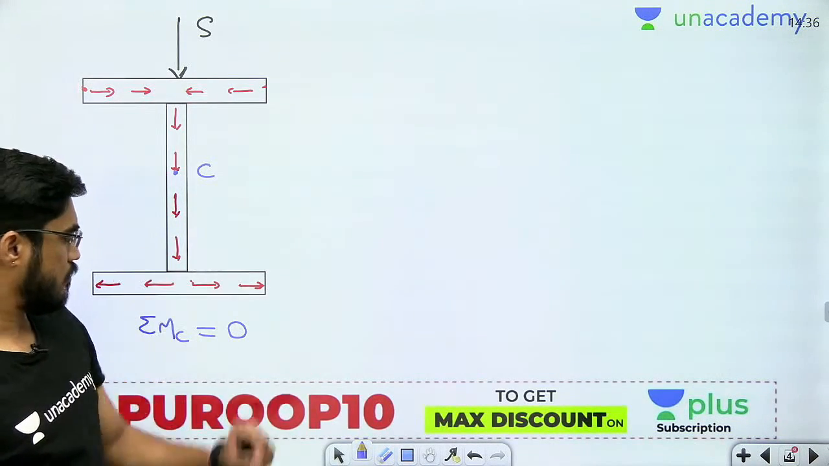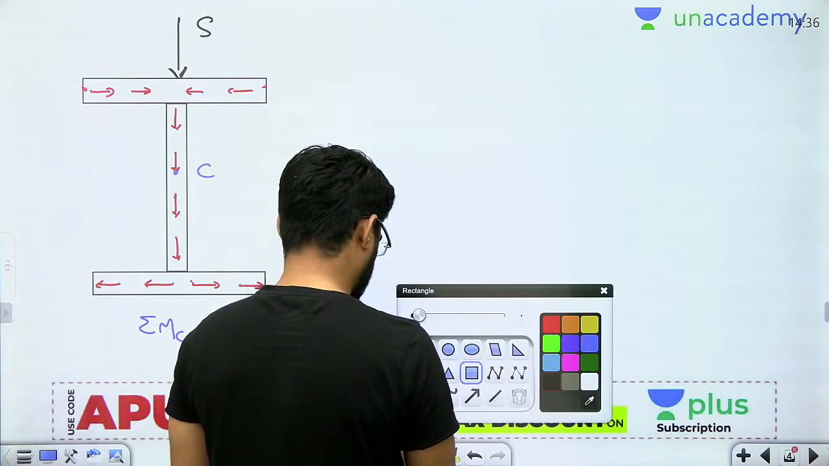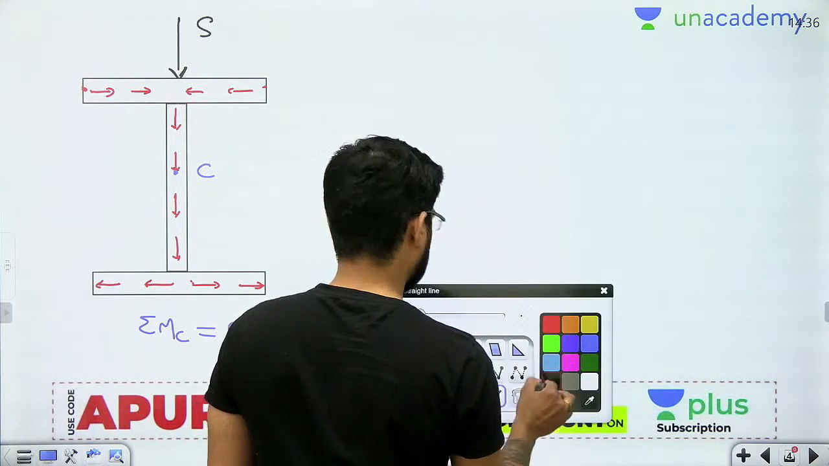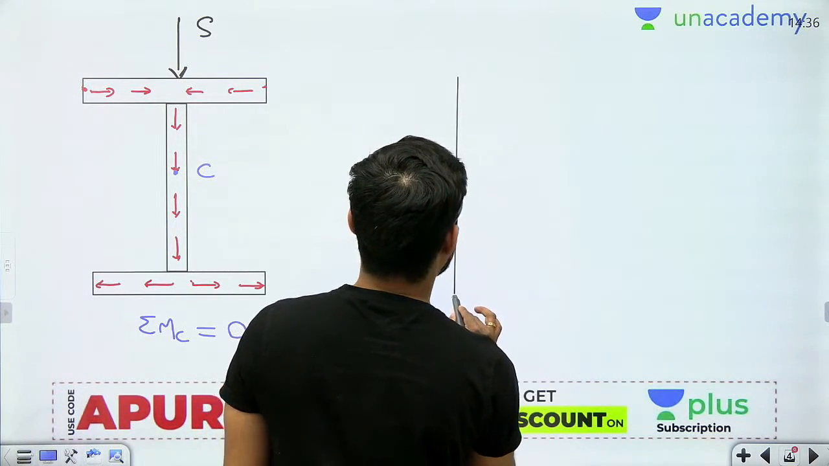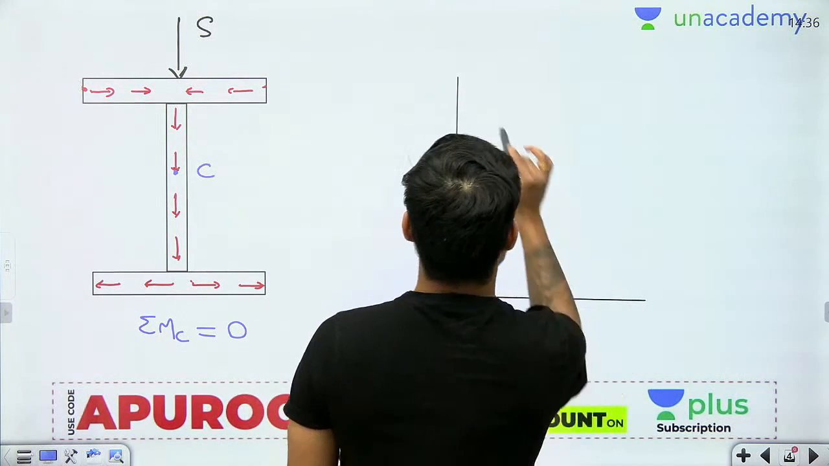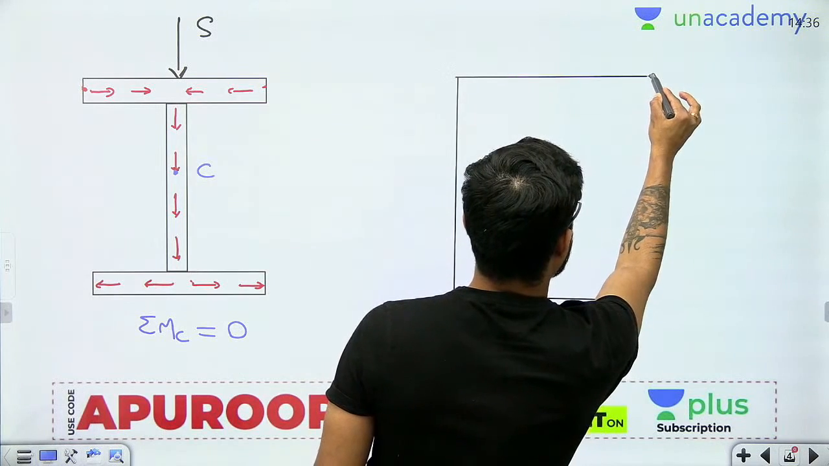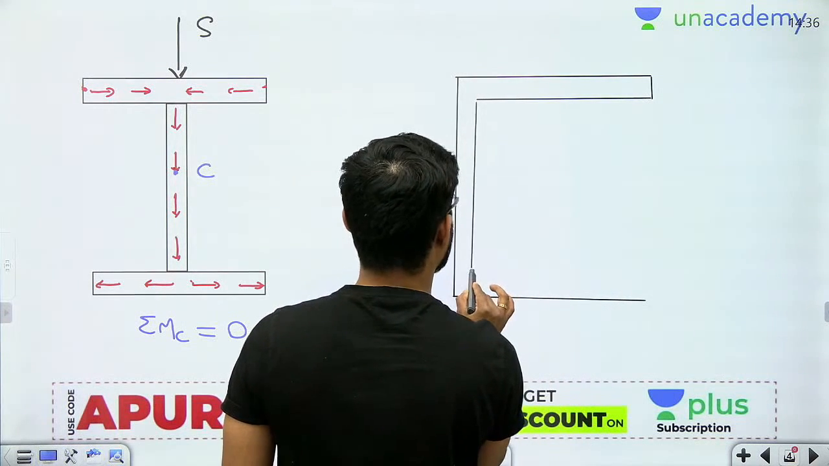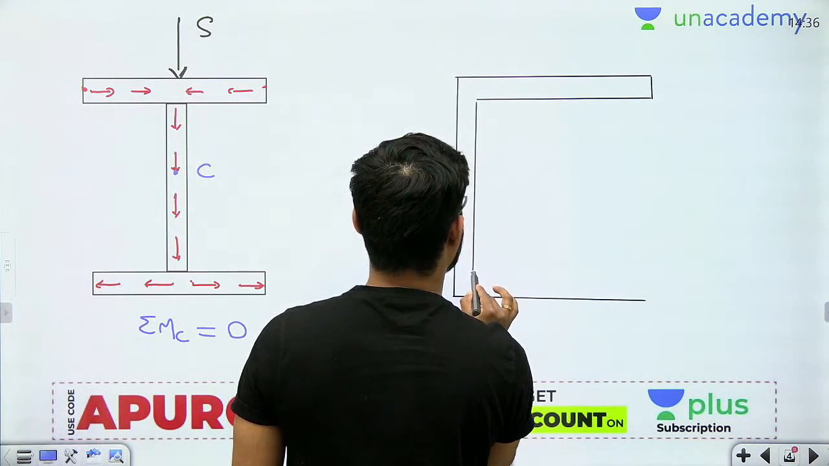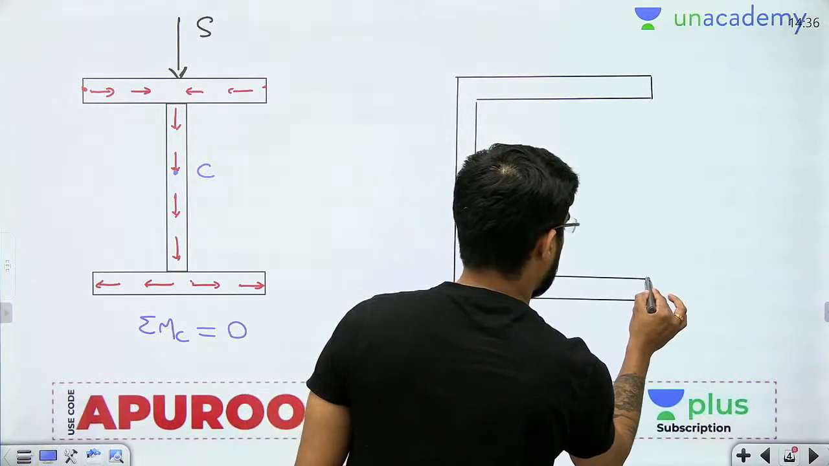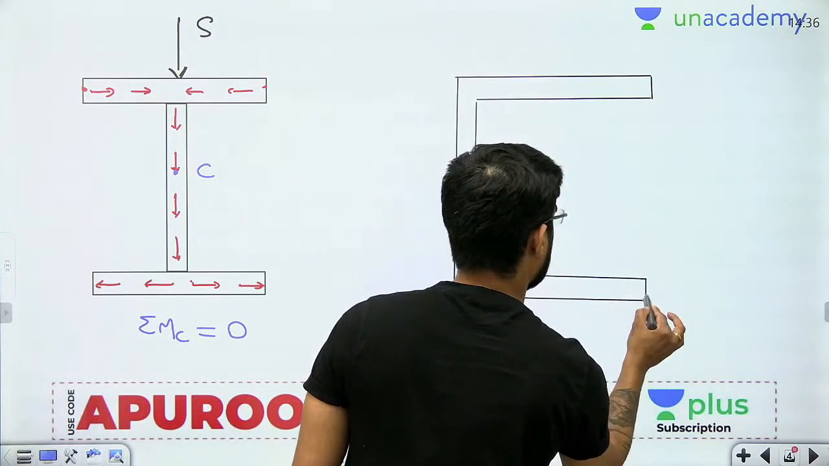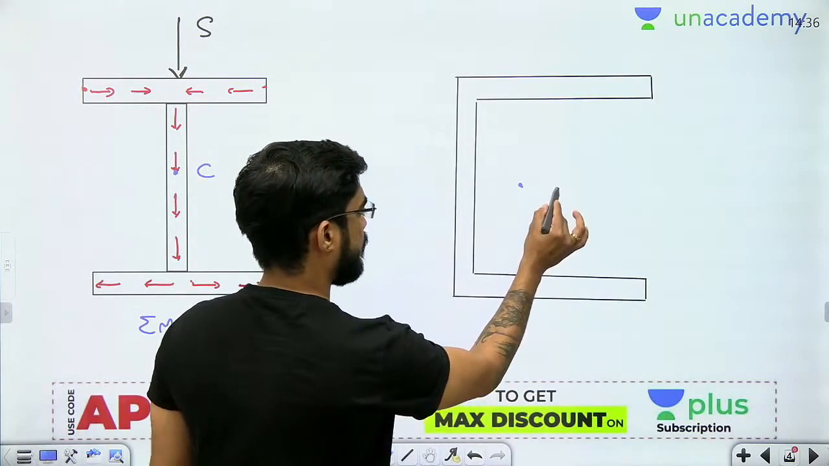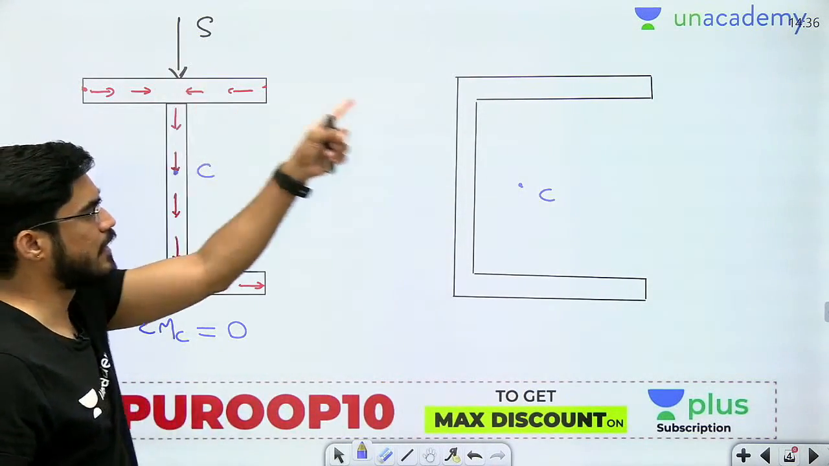Okay. Now let's consider another section. This time, I am going to consider a C section. Let's say I have a C section like this, okay? Now, where will be the centroid of this C section? The centroid will be here, okay? So, let's say again I am applying the shear force at the centroid.